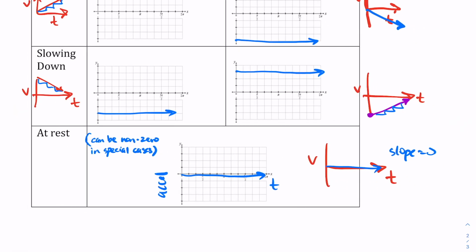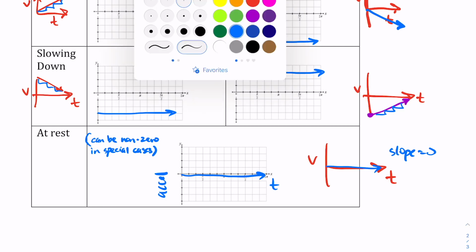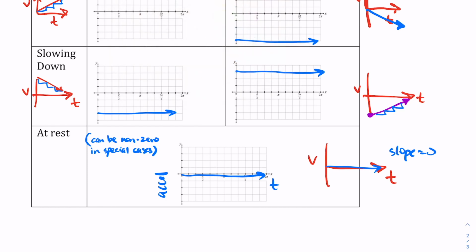And then does the slope of an acceleration graph have a meaning? Yeah, it actually does. If you take the slope of an acceleration graph, you get the rate of change of acceleration, which we call jerk. And it's called jerk because if you're moving at different rates of acceleration, you're going to experience a lot of jerkiness and discomfort. So the slope of an acceleration graph is called jerk.